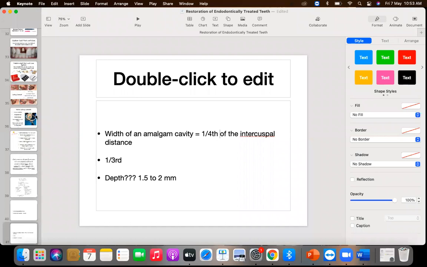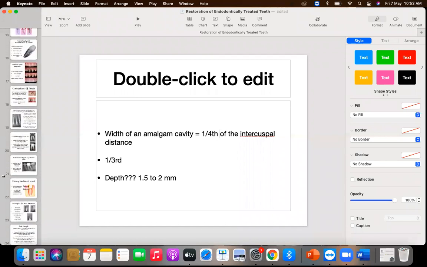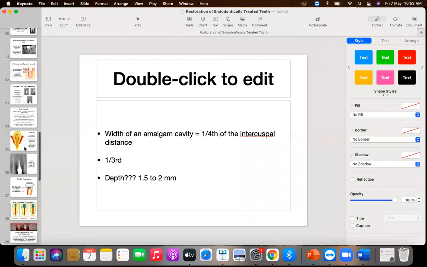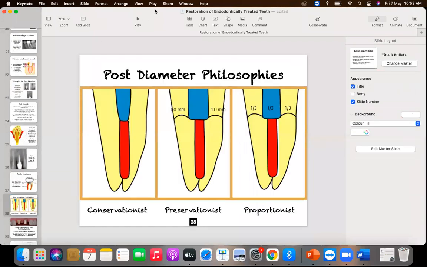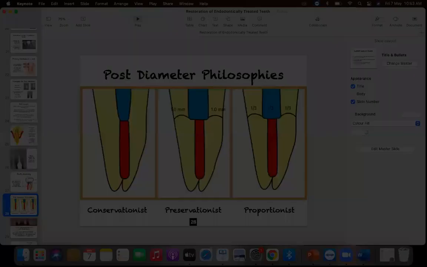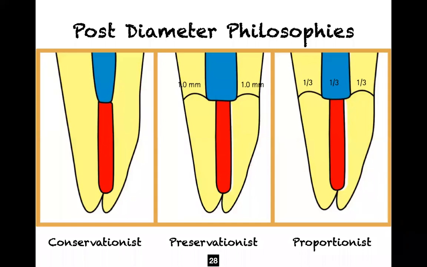Do you understand, Priyanka? How am I connecting this answer to this? The only reason I'm connecting is so that you can think what I'm doing in cases of proportionist. Not the cavity, but I'm trying to divide the root itself into parts.